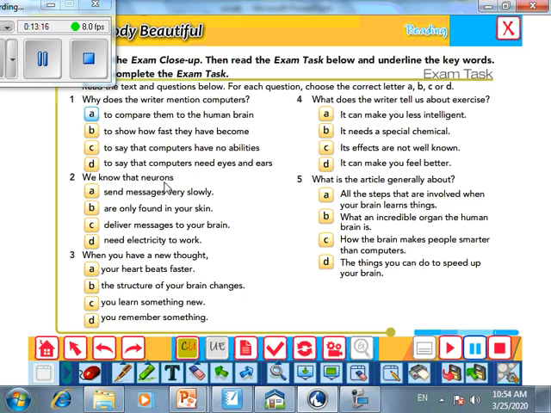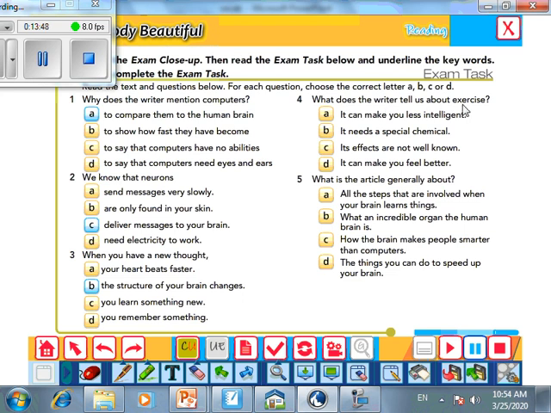Number two, we know that neurons send messages very slowly, are only found in your skin, deliver messages to your brain, or need electricity to work. Yes, of course, deliver messages to your brain. When you have a new thought, your heart beats faster, the structure of your brain changes, you learn something new, you remember something. So, of course, the structure of your brain changes. If you have a new thought, the structure of your brain changes.